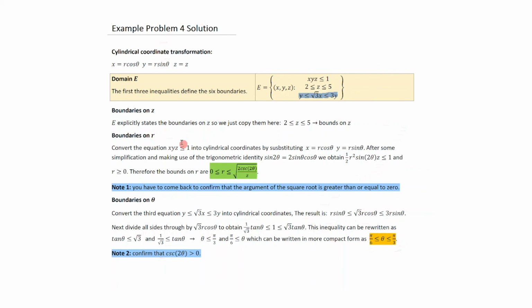Bounds on theta, bounds on r, and originally bounds on z. So basically we can now compute the integral. We have to confirm that cosec 2 theta is greater than 0, and it turns out with this range of theta, there are no issues. So effectively we're done, and we can set the problem up.